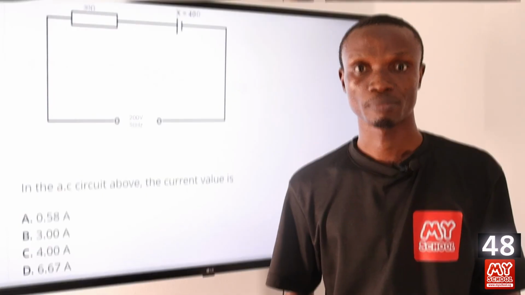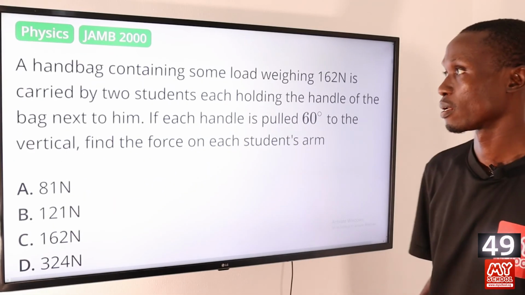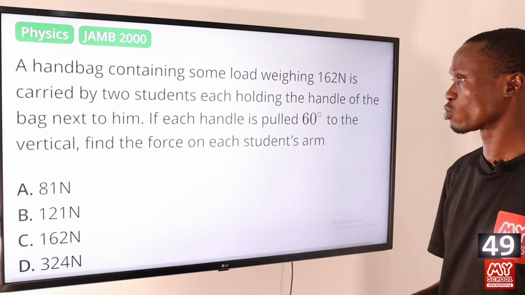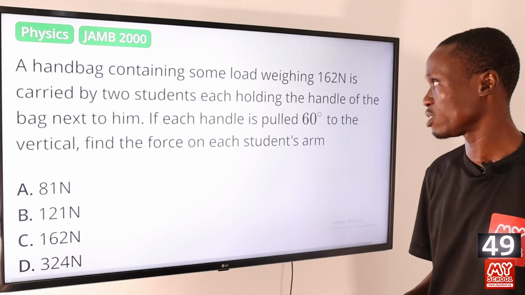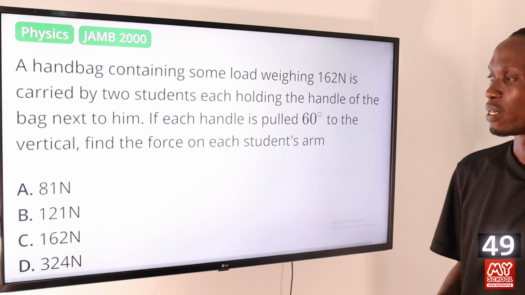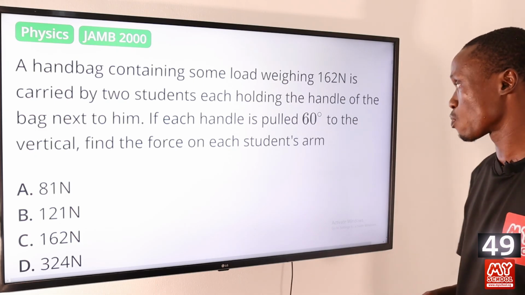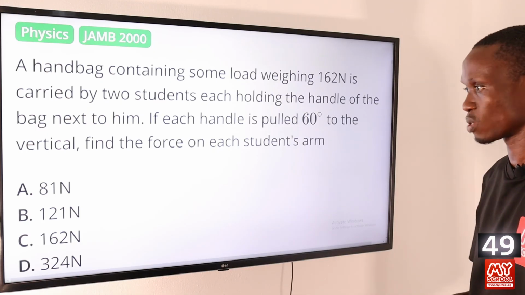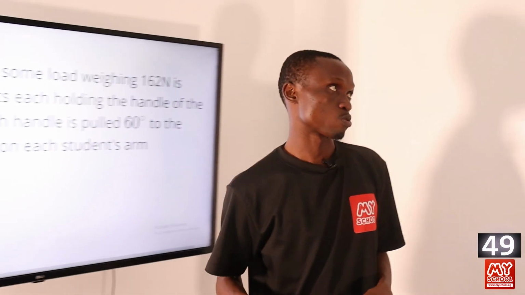4.00 ampere. Question 49. A handbag containing some load weighing 162 Newton is carried by 2 students, each holding the handle of the bag next to him. If each handle is pulled 60 degrees to the vertical, find the force on each student's arm. So let's move to the board to solve this question.